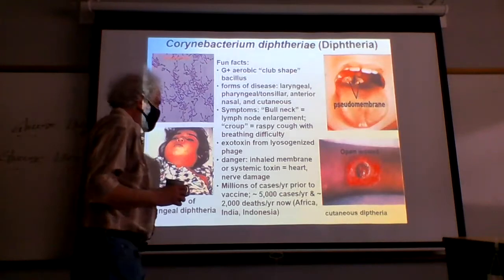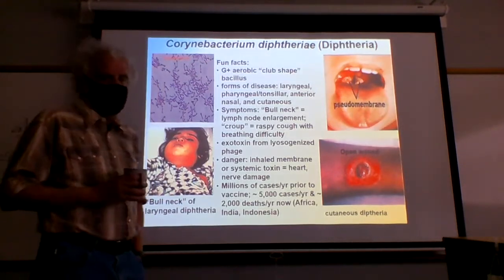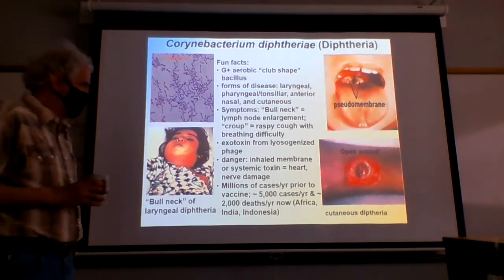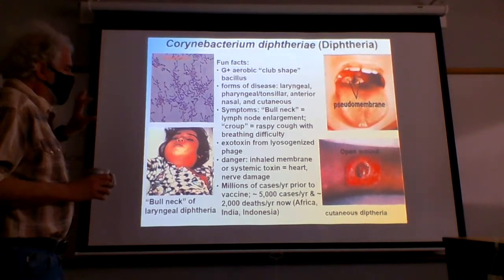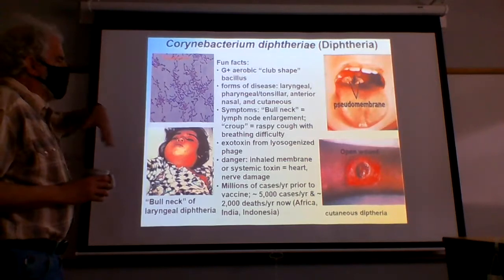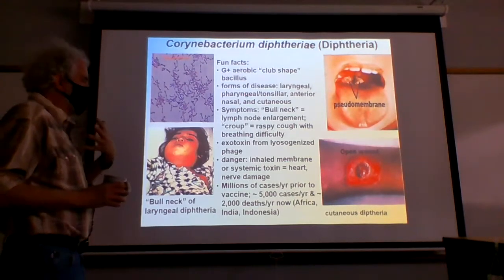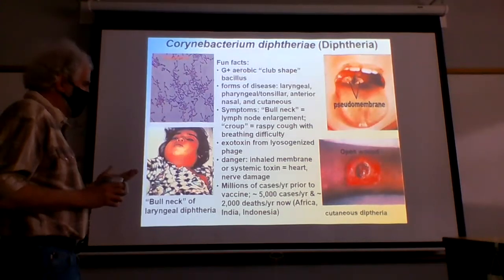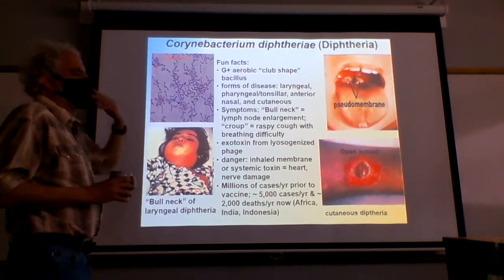And babies and little kids would get this, and it's not very pleasant. The exotoxin is actually produced from a viral bacteriophage that the bacteria has incorporated into its genome. So it's a danger in that in the membranes of the upper respiratory tract, it can be a problem. If it becomes systemic, it's a real problem.